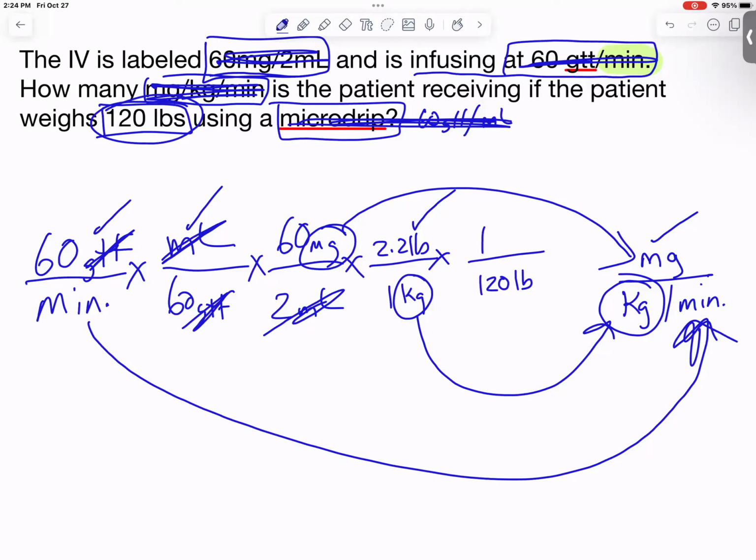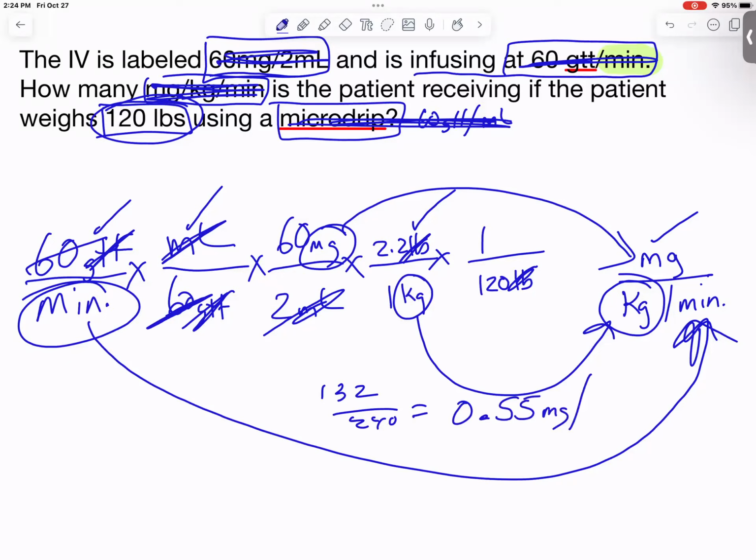Now I know what you're thinking. We're breaking all the laws of math and everything like that, but that's okay. We're nurses. We're doing things the way we want to. And this is the way we have to solve it. So once you have everything crossed off you don't need, and you only have what you do, which is milligrams per kilogram per minute, now it's just math. So you do the math across the top. And believe it or not, it's like 132. If you cross off your zeros and 60s, I like to cross off like numbers. So 132 over 240. And when you divide that, it's 0.55 milligrams per kilogram per minute. Boom.